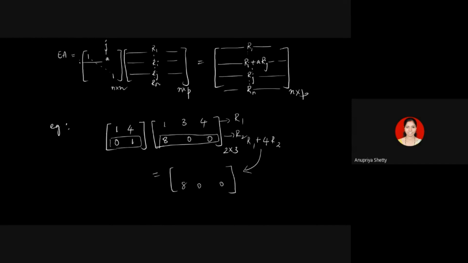You get 1 into 1 plus 4 into 8, 33 you'll get. 1 into 3 plus 4 times 0, that gives you 3. 1 times 4 plus 4 into 0 gives you 4. So what has happened? You have multiplied the second row with 4 and added it to the first row. Okay, this is an elementary matrix of type 1.